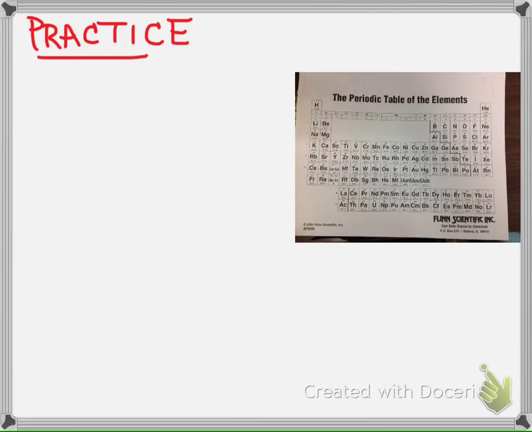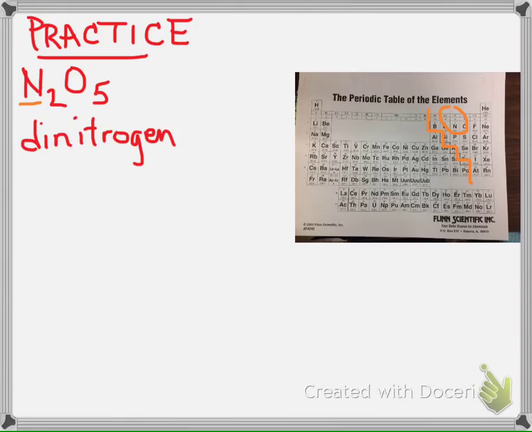Let's do a few more for some practice. First example, N2O5. Develop the habit of finding the first element on the periodic table. It is to the right of the staircase, so I know that I need to use prefixes to name it. I have 2 nitrogens, so the first part of the name would be dinitrogen. The oxygen, penta for 5, must end in ide. Full name, dinitrogen pentoxide.